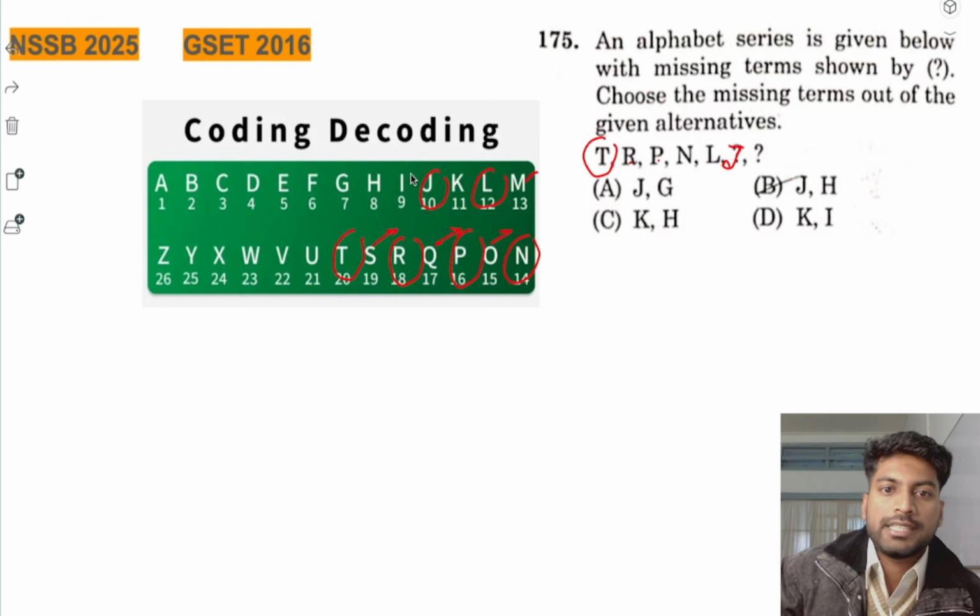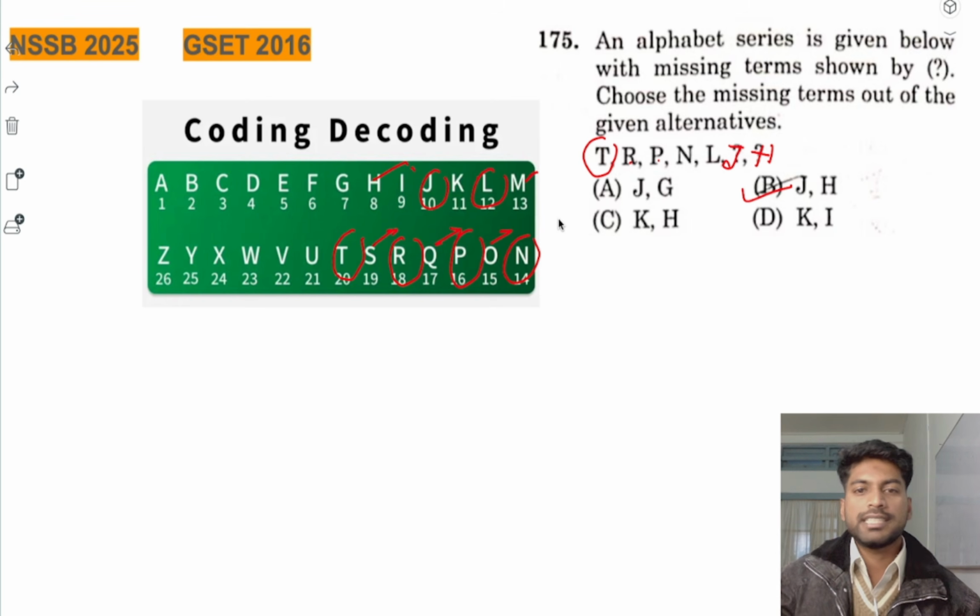After J, what will be there? We have to skip I. So there will be H. So J and H. This is the right answer. Easy one. Chalo, let's move to the next question.